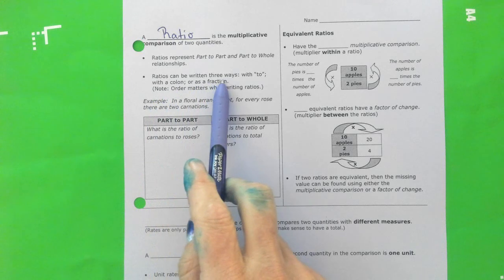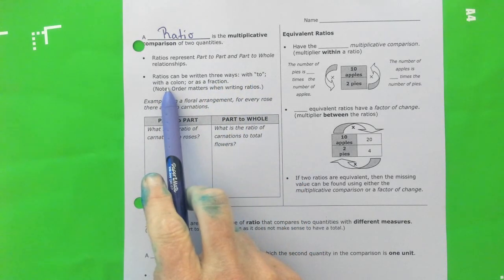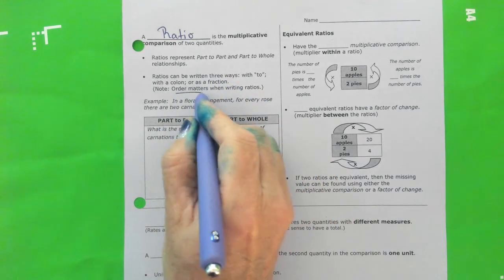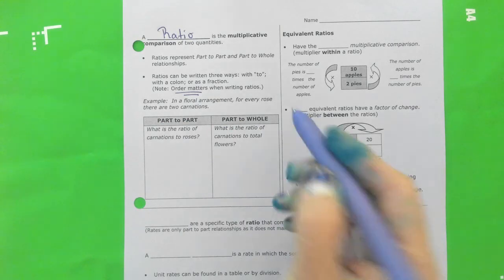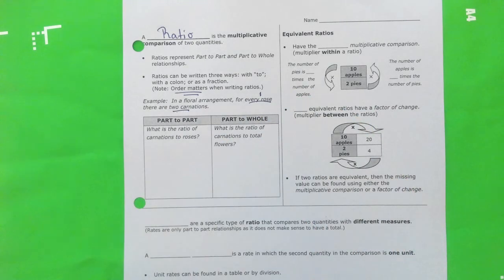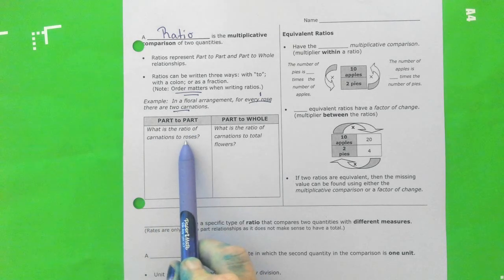Ratios can be written in three ways: with the word to, with a colon, or as a fraction. And please note, order matters when writing ratios. Here's an example. In a floral arrangement, for every rose, that's one rose, there are 2 carnations. So what is the ratio of carnations to roses?